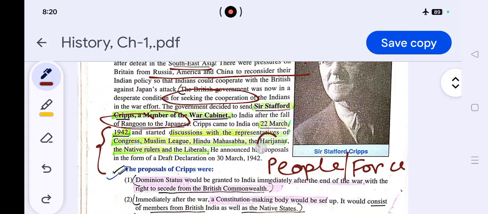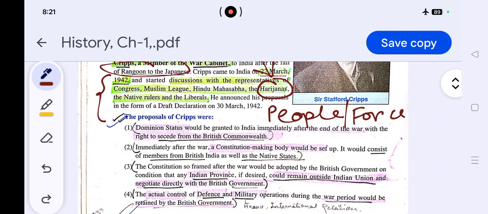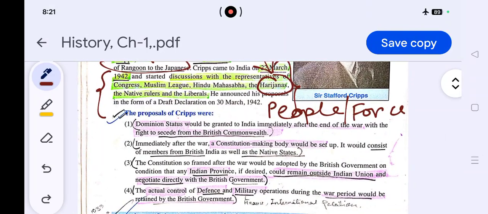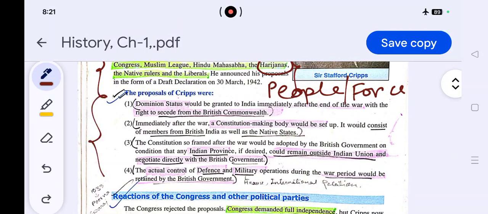Now, if you do not know what Harijans are, you must have heard about the untouchables, or supposedly the lower caste people. They were called Harijans as a form of respect so that they do not feel disrespected by terms like untouchables or all the things that were happening to them. So Stafford Cripps spoke with all these kinds of people in order to negotiate and seek cooperation from the Indians. Now moving on to the proposals of the Cripps mission.